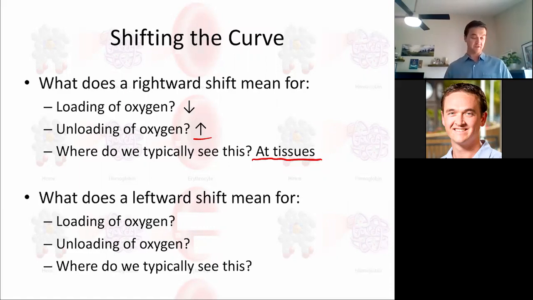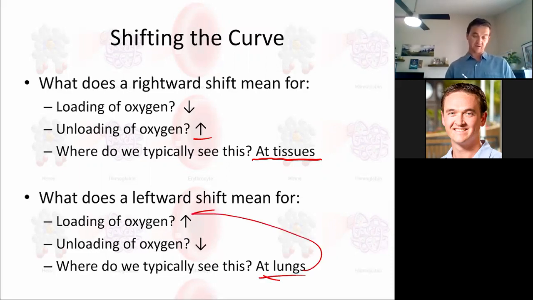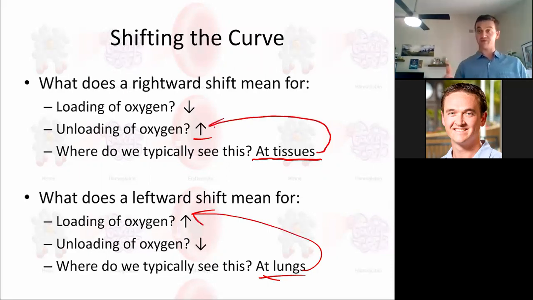But a leftward shift would do the opposite, right? A leftward shift would increase loading of oxygen and decrease unloading. And where would we typically see situations with low CO2, low hydrogen, and low temperature? We typically see that at the lungs. That would be helpful, because then we would be able to load more oxygen. And the rightward shift is helpful at the tissues to increase unloading, because that's where we're trying to drop off oxygen.